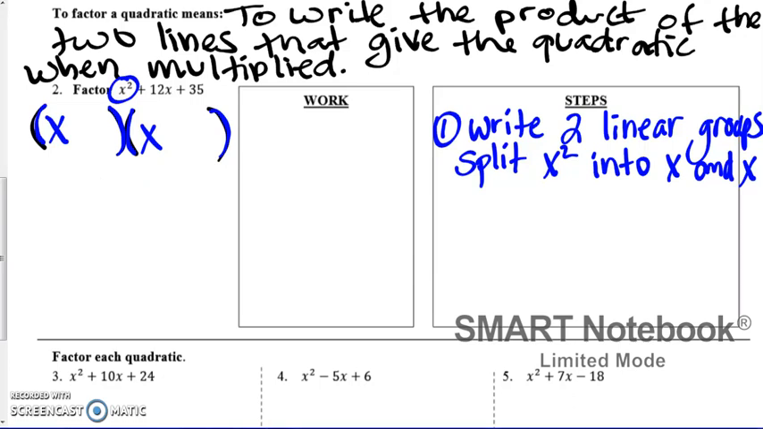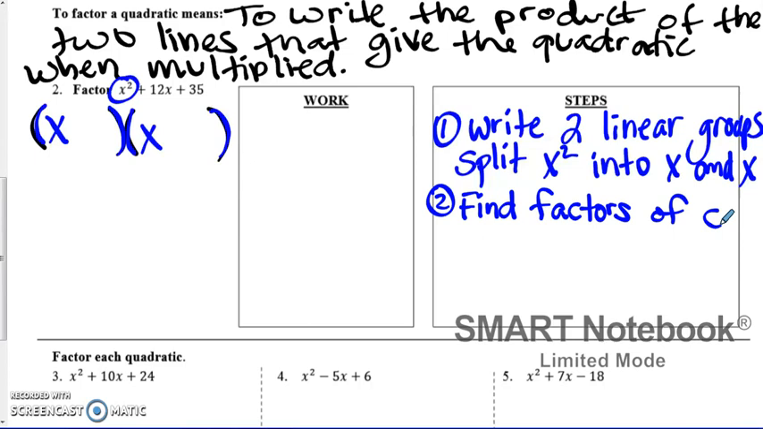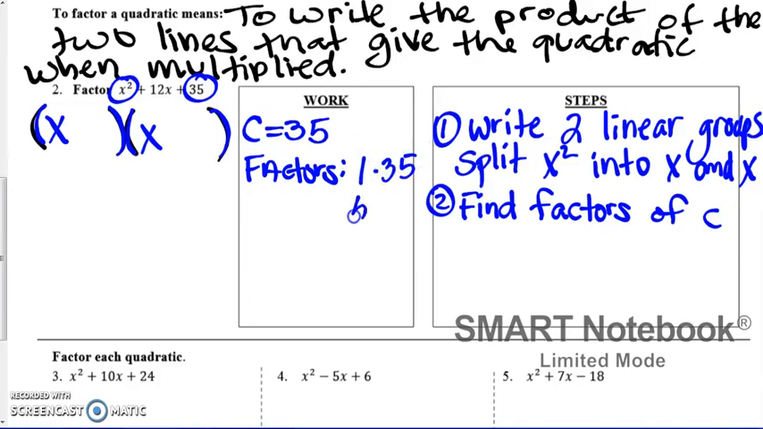Okay. The second step, number 2, is to find factors of c, that constant at the end. So that's what I'm going to do in my work here. My c value in this case, my constant, is 35. So I need to come up with all the factors of 35. And lucky for us, there are just a couple. There's 1 times 35, and there's 5 times 7. So I make a list of all the factors that multiply to 35.